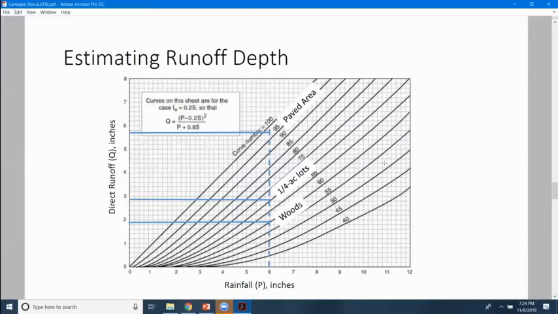The question I asked earlier about the 2-inch rainfall: if you look at woods, 2 inches is almost zero runoff, whereas a 6-inch storm is 2 inches of runoff. So that explains why the Pilgrim flooded. I mean, typically we get almost zero.